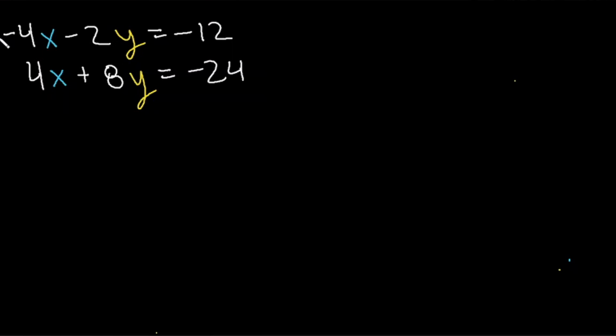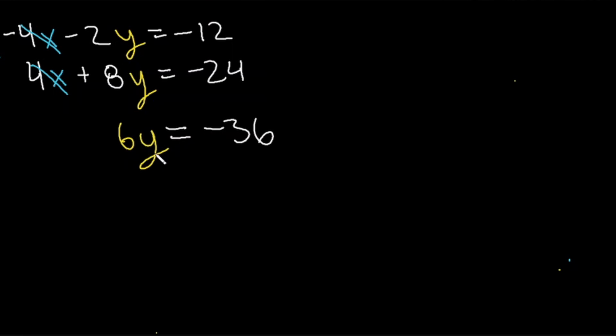Your goal in elimination is to cancel one of the variables. If you can get rid of one, you can solve for the other and then plug it back in. So here it's already set up for us. We have negative 4x and 4x. So if we add our two equations together, we can cancel these and we'll be left with only y's. So 8 minus 2 is 6, so we have 6y, and that is going to be equal to negative 36.